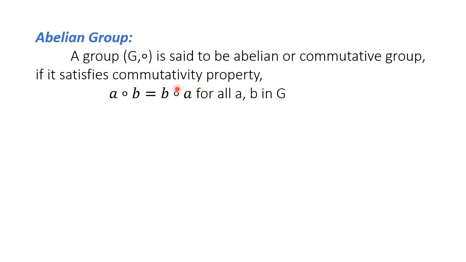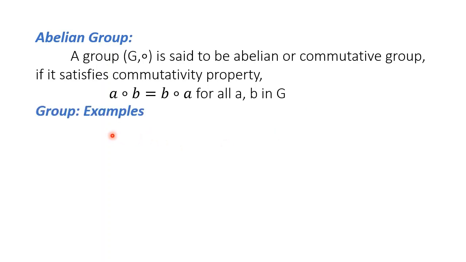Now the fifth property is the commutative property. It need not hold all the time. For example, when matrices are multiplied, AB is not equal to BA. That is, when we change the order of operation, A dot B and B dot A should be equal. This one we call the commutative property. When A dot B is equal to B dot A for all elements A, B in G, then the group G comma dot is said to be an abelian group or commutative group.